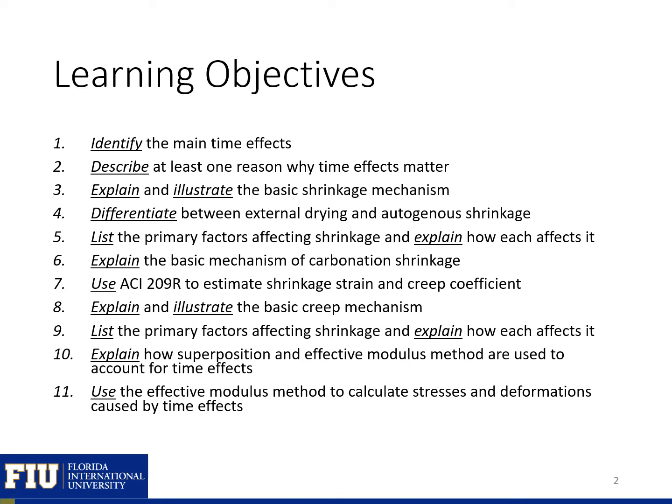use ACI 209R to estimate shrinkage strain and creep coefficients, explain and illustrate the basic creep mechanism, list the primary factors affecting creep and explain how each affects creep, explain how superposition and the effective modulus method are used to account for time effects, and then finally, use the effective modulus method to calculate stresses and deformations caused by time effects.